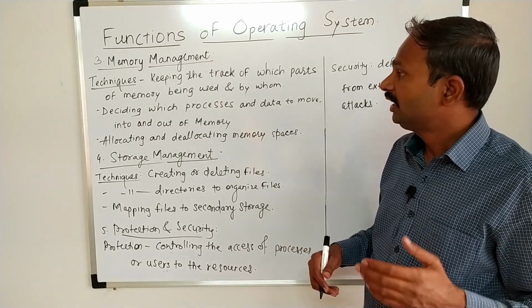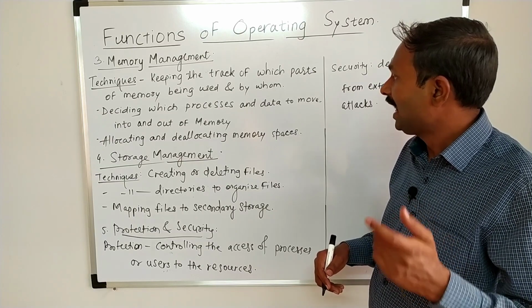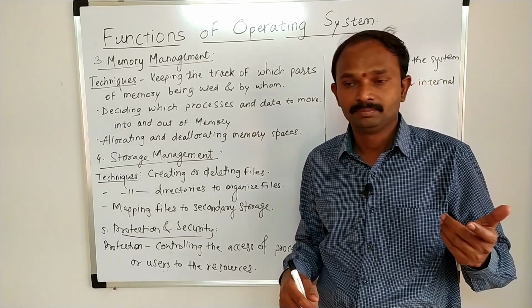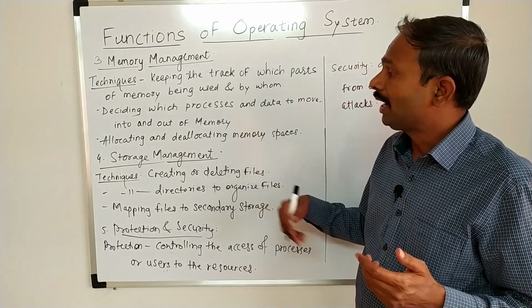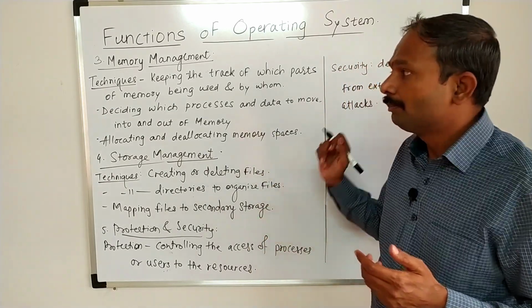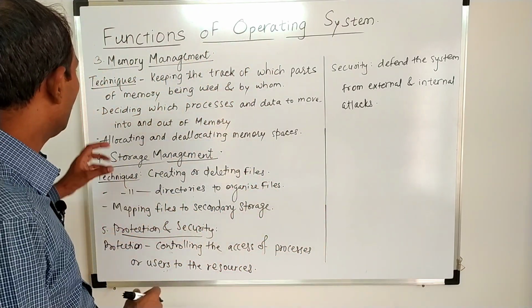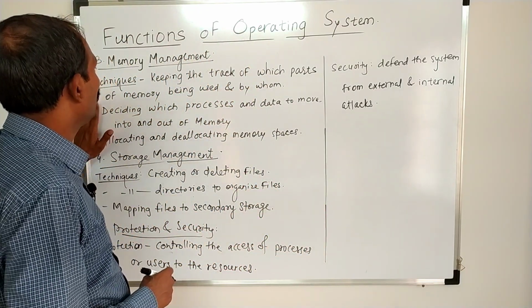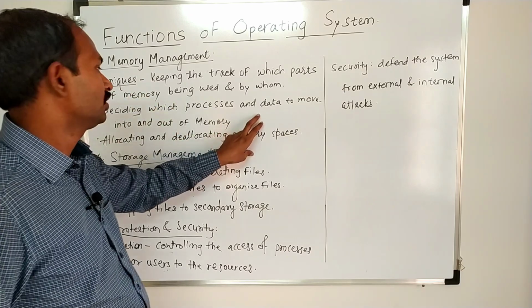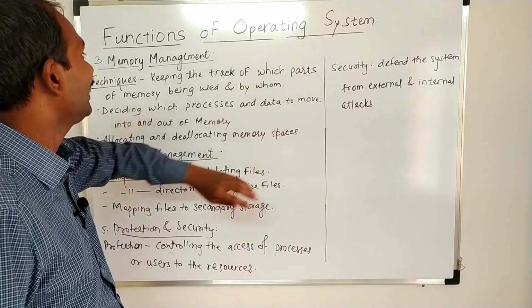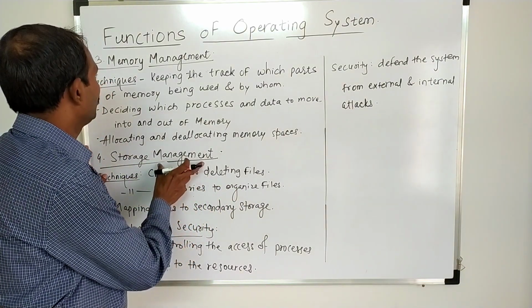In the second case, it decides which processes and data to move in and out of the memory system, and it also allocates and deallocates the memory spaces. So in case of memory management, the primary memory of the computer system is managed by an operating system. Now, another aspect is storage management.